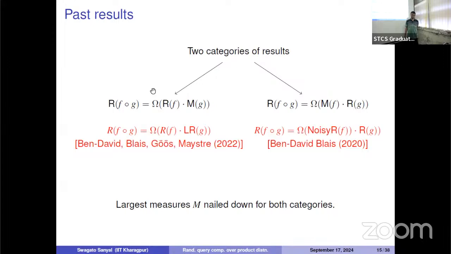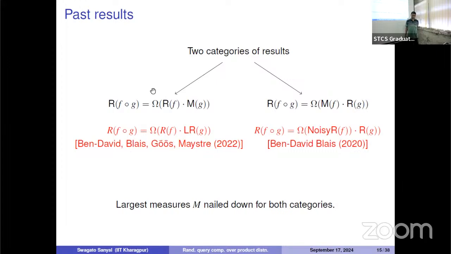And what do you know about LR of G versus R of G? So LR is at most R. That I agree. If it is the other way around, then it will resolve. Sorry, is there a separation you can do? I'll talk about that. Is there an upper bound of R of G in terms of LR?